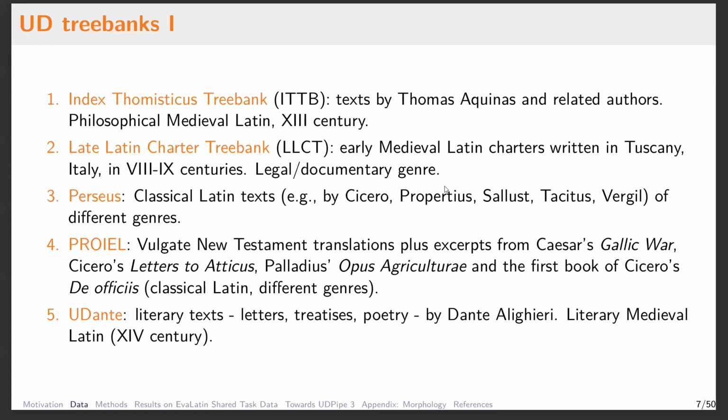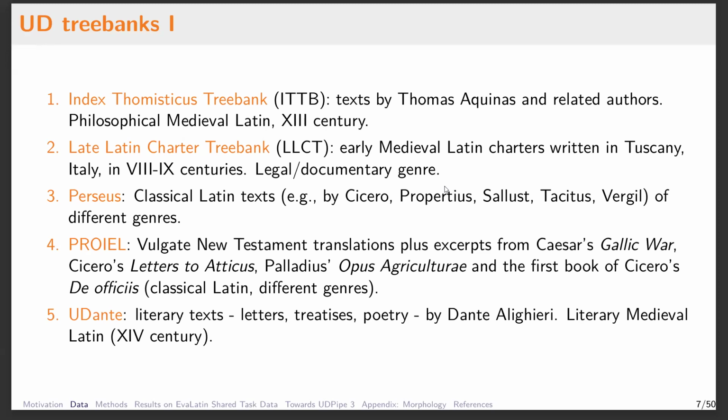So first we have the Index Thomisticus treebank, ITTB, which is philosophical medieval Latin dating back to the 13th century. And this is our largest treebank. Then we have the LLCT, Late Latin Charter Treebank, which is again medieval Latin, but earlier, 8th and 9th centuries. And it's a very peculiar treebank because it encompasses charters, so documentary texts, but written in Tuscany, Italy, when Italian was already emerging. So it's clear if we have a look at the data that, for example, the declension system is slowly fading away.